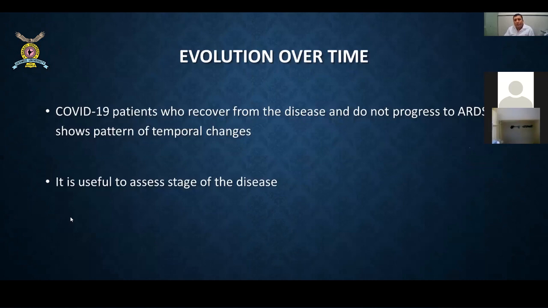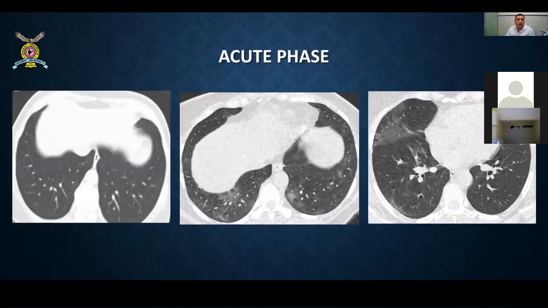So COVID-19 patients who recover from the disease and do not progress to ARDS show typical temporal resolution of the radiological findings, and it is really useful to assess the stage of the disease. In the acute phase, the CT findings may be completely normal, and you may not see any abnormality. You may not see a small ground glass opacity, or a consolidation or crazy paving pattern in the CT scan.